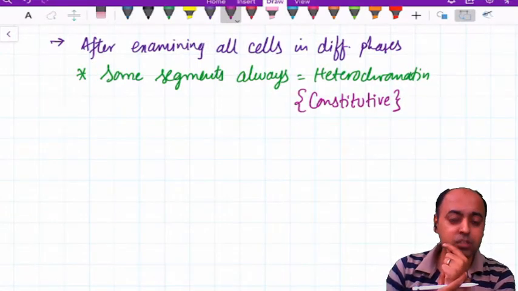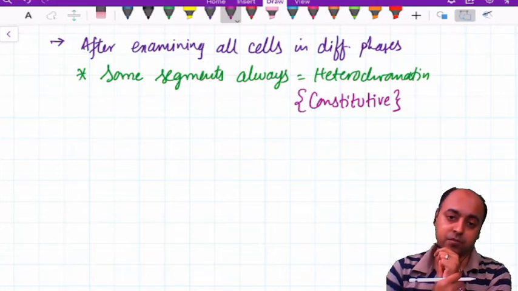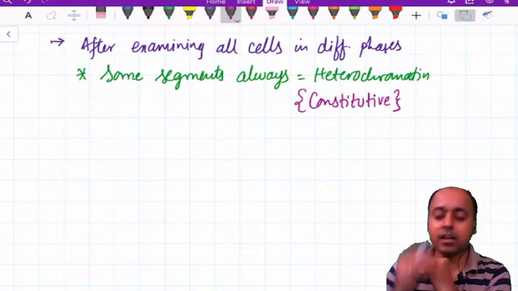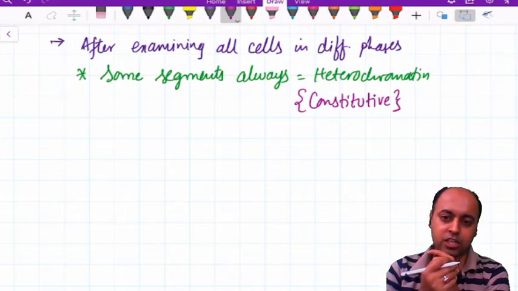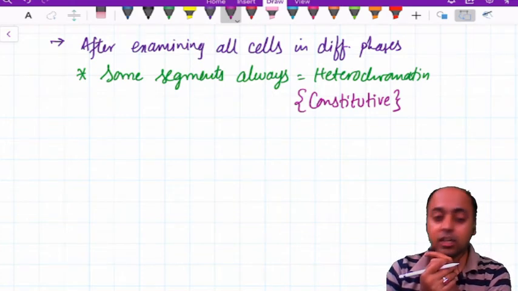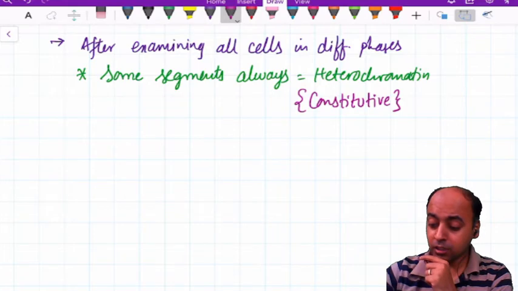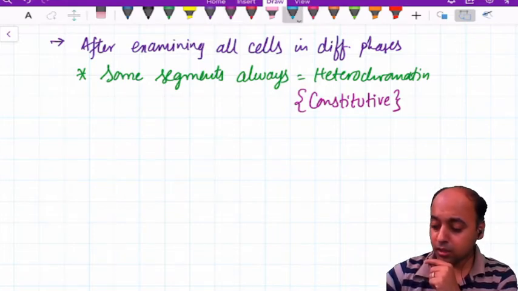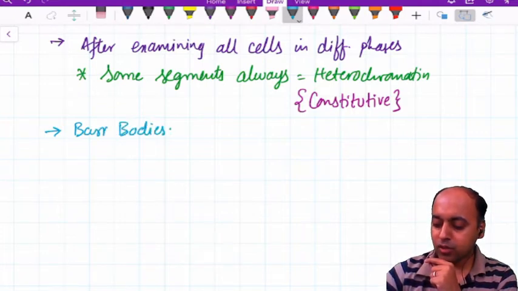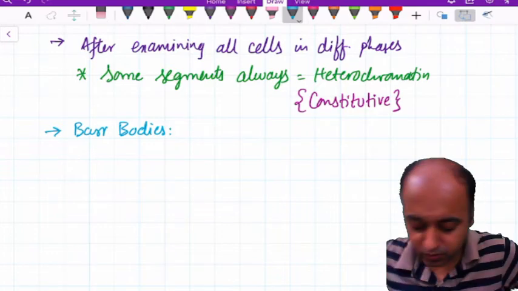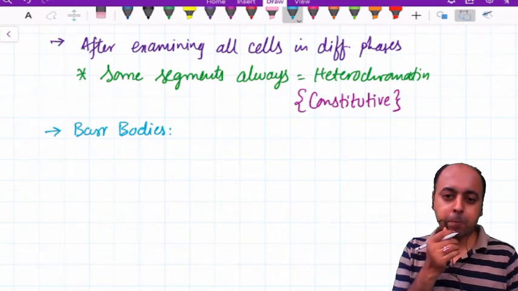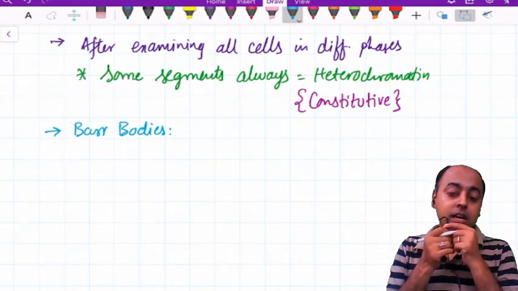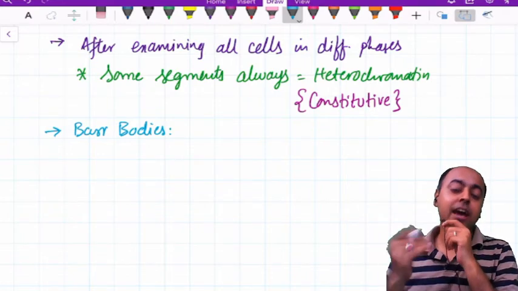Right? So those segments of DNA which are never transcribed are known as the constitutive heterochromatin. But this is not so for the bar bodies. What are bar bodies? I'm sure you've come across this term in anatomy, when you're doing the histology, embryology. What are bar bodies? These are inactivated extra X chromosomes.